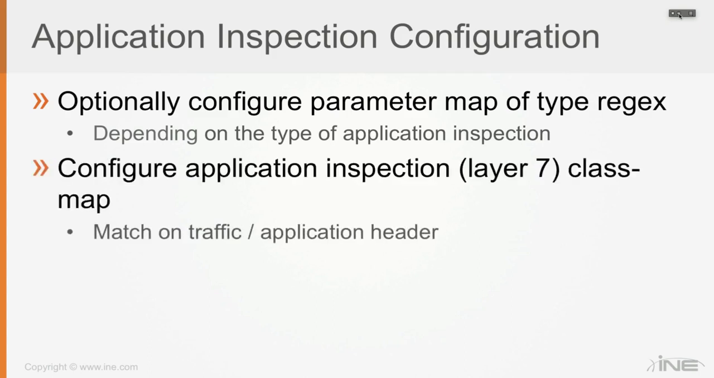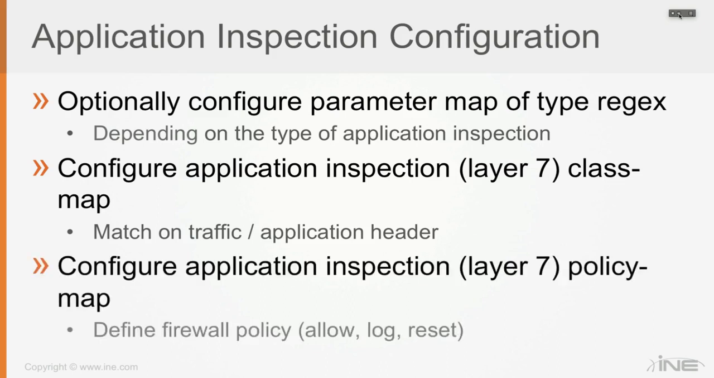Then you configure the application inspection, which is going to be a layer 7 class map, where you match on the layer 7 traffic application header. Like if you want to do HTTP inspection or FTP inspection, you configure a class map of type FTP and match on something in the application header which is FTP specific, like for example a command which is allowed at the FTP layer. So in there you configure what you match within the application header.